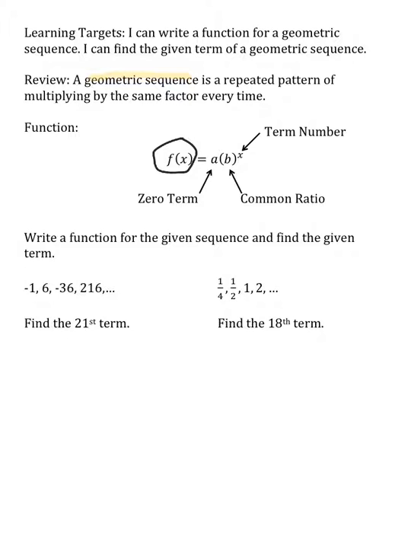In this case, we have to be careful that b is the only thing that's being raised to the power of x. And then we also multiply by a. So when we're typing that into our calculator, we'll have to make sure we're being pretty careful with how we enter that in. Okay, and then x is going to be our term number. So that's like the 21st term or the 18th term or whatever term we're trying to find in our sequence. So let's write a few functions.